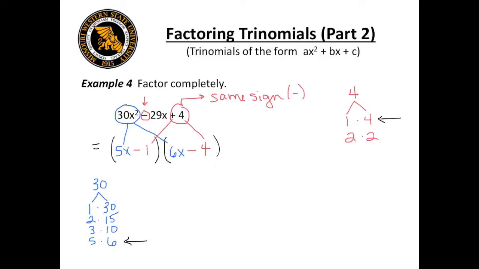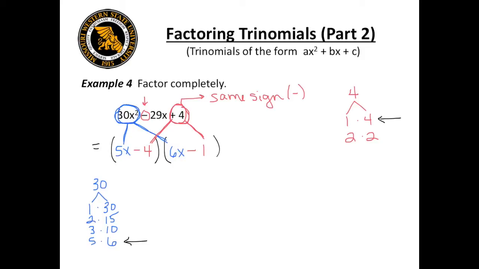This tells us that we've placed 4 and 1 in inappropriate places. So let's switch them around and place the 4 in the first binomial and 1 in the second. We are confident that 5x times 6x gives us our 30x squared, and we're confident that negative 4 times negative 1 gives us our positive 4.